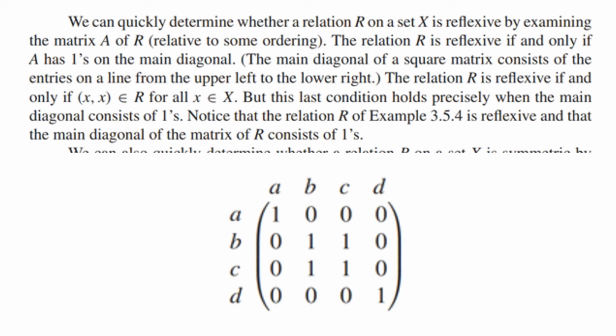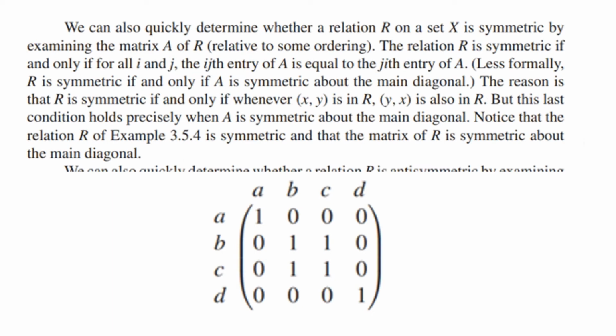We can quickly determine whether a relation R on a set X is reflexive because you just look at the diagonal. For example, this one is reflexive because A is related to A, B is related to B, C is related to C, and D is related to D. It is the main diagonal. So a relation R is reflexive if and only if you have ones down the main diagonal.